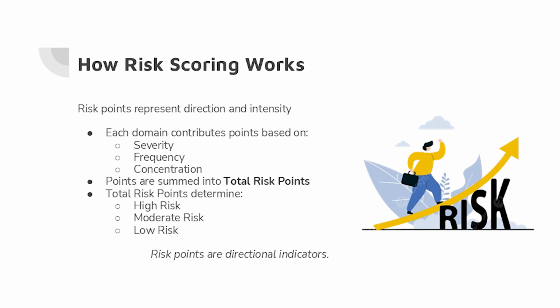Risk scoring in the High Risk Workbook reflects direction and intensity, not certainty. Each domain contributes points based on factors like severity, frequency, concentration. Those points are summed into total risk points, which determine whether a beneficiary is classified as high, moderate, or low risk. It's important to remember that risk points are directional indicators. They guide prioritization. They do not predict guaranteed outcomes.